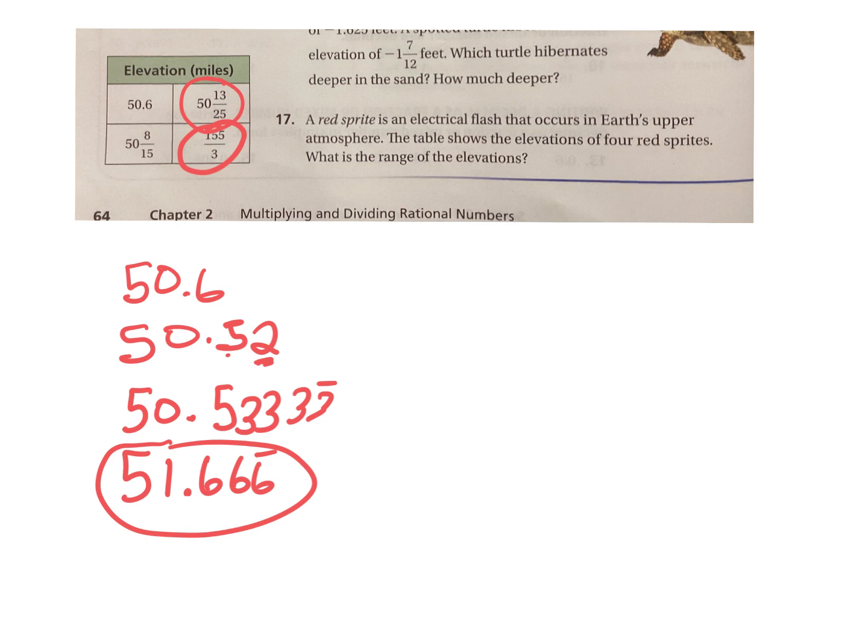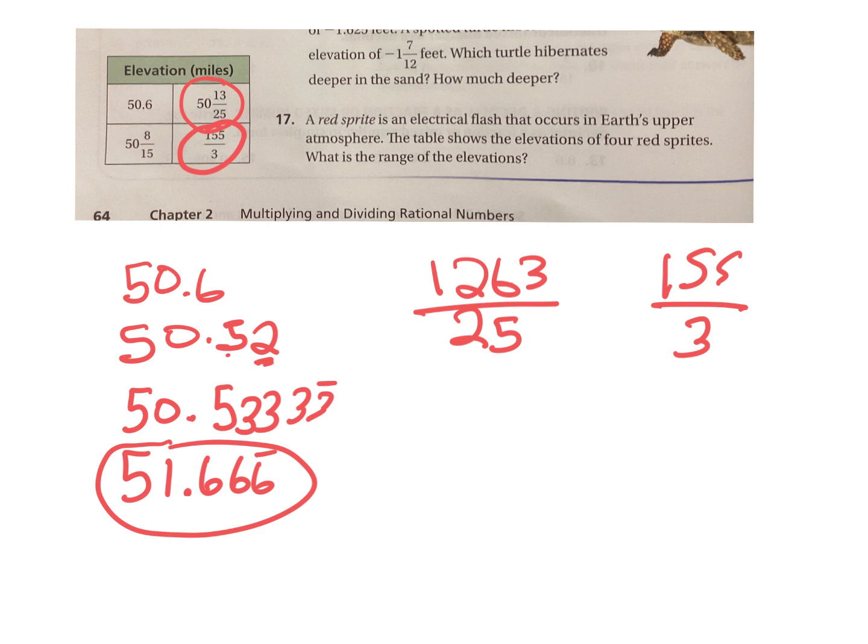And I'm going to make 50 and 13/25 into an improper. So 25 times 50 plus 13 equals 1263 over 25. And then I have 155/3. Now I need to get those into the same denominator. So I'm just going to go 75. Now this is going to get me some pretty big numbers, but that's okay. With a calculator, it's not bad.